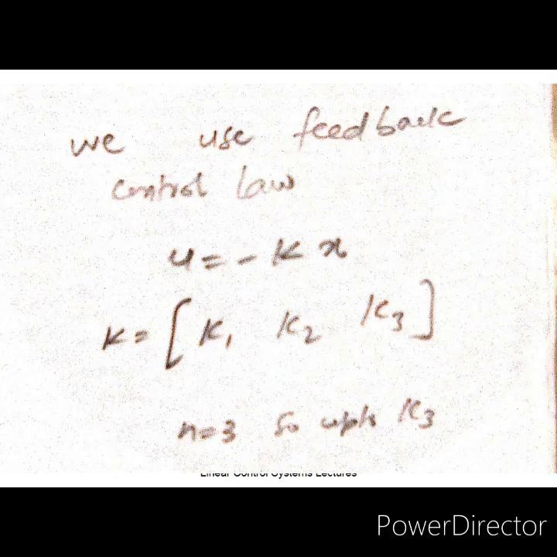Now we have this feedback control law u is equal to minus kx, and since n is 3, k has k1, k2, k3 in it. This is the control law that we will use, and we want to find out the values of k1, k2, k3 so that when we apply this control law to the given system, the system should have the closed loop poles as given in the question.